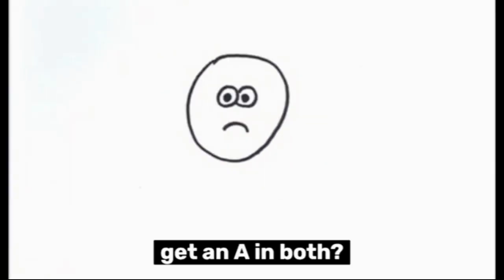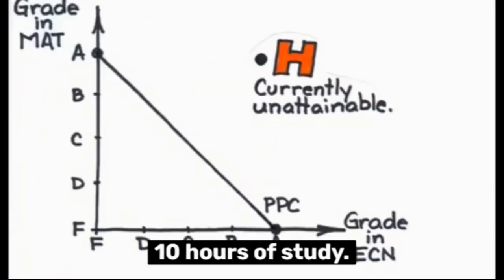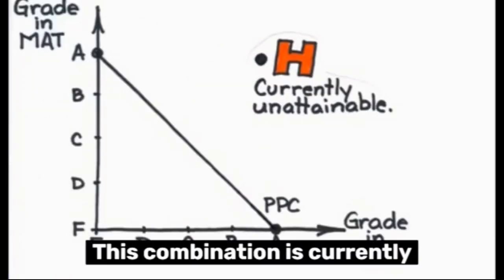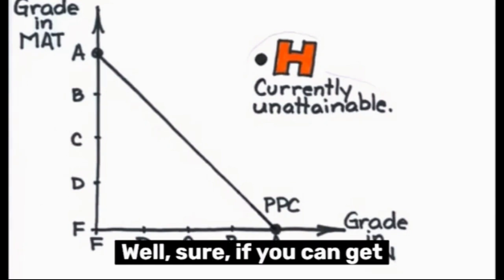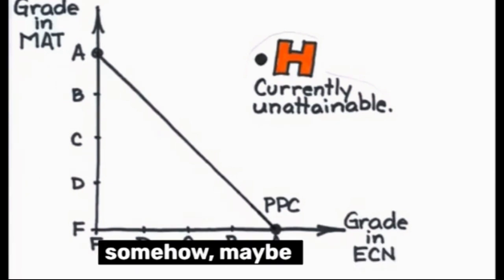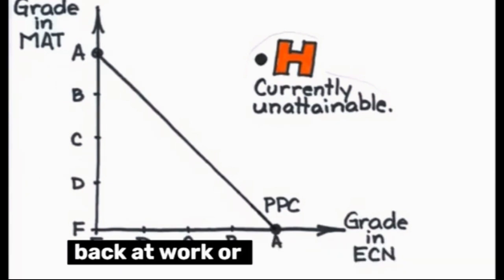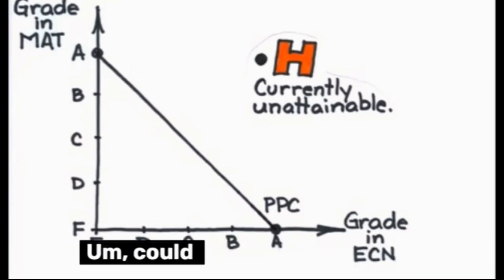Well, I can tell you aren't satisfied with these choices. You're thinking, can't I get an A in both? No. Under the current assumptions, 10 hours of study, this combination is currently unattainable. Could I ever get there? Well, sure, if you can get some more time from somewhere, those additional 10 hours somehow. Maybe if you cut back at work or dropped another class or stopped sleeping, I don't know.